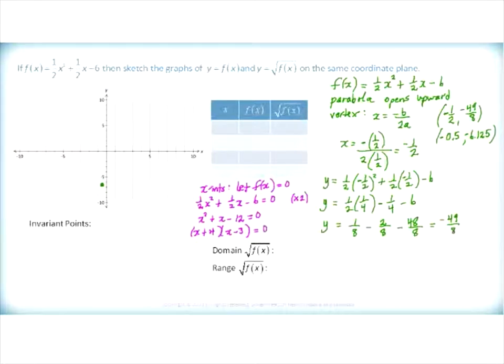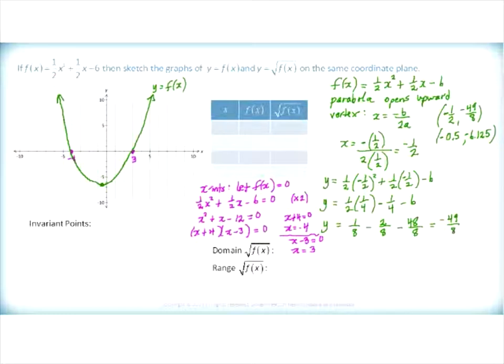Therefore, we have x plus 4 equals 0 when x is equal to negative 4, and that will give us one x-intercept on our graph. And the other one occurs when x minus 3 equals 0, and that's at x equals positive 3. Knowing the x-intercepts of the graph of this parabola as well as the vertex, we can now sketch the graph of this parabola as follows. So that represents the graph of y equals f of x.